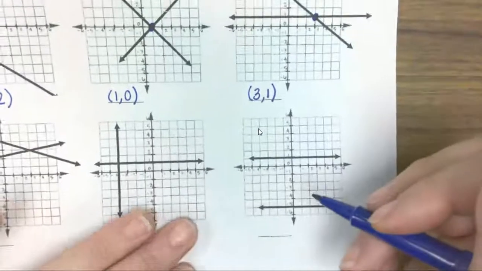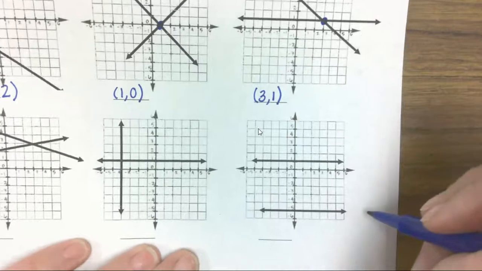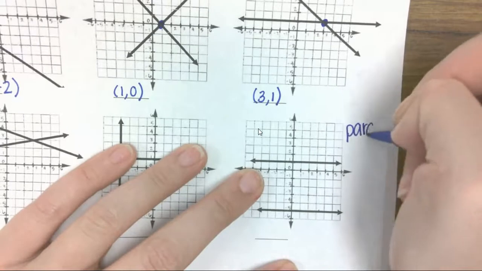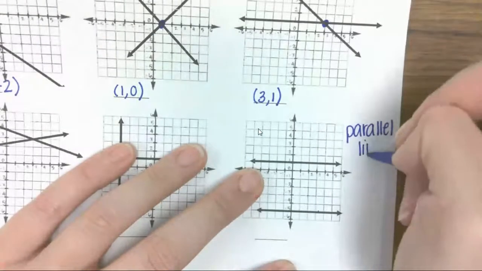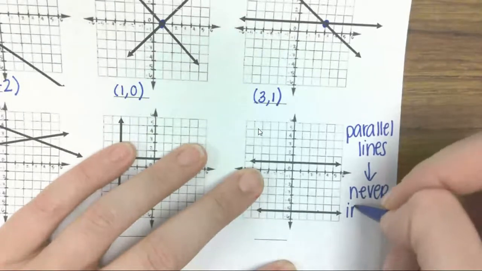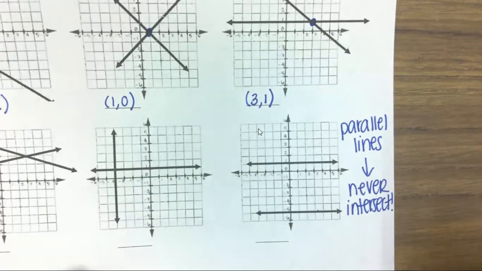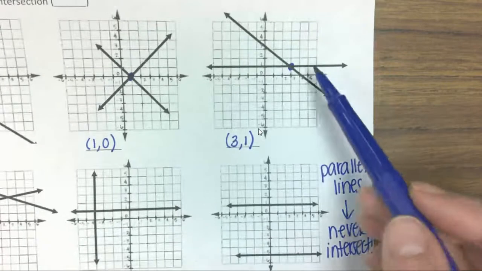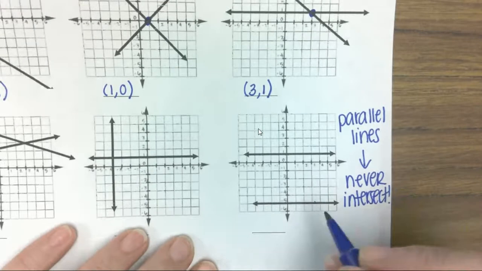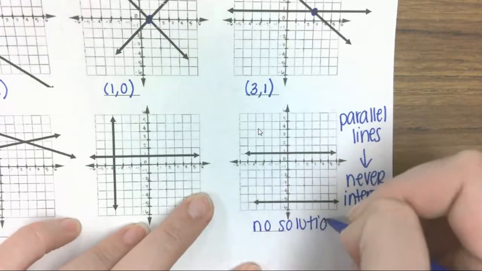Now what's weird about this bottom one is they never intersect. If you recall, these lines are called parallel lines. And parallel lines will never intersect. Well, if they don't intersect, what point can I name for an intersection? They're never going to cross. I'm never going to be able to mark the point where they intersect, which means there isn't an intersection. So what we call that is no solution.